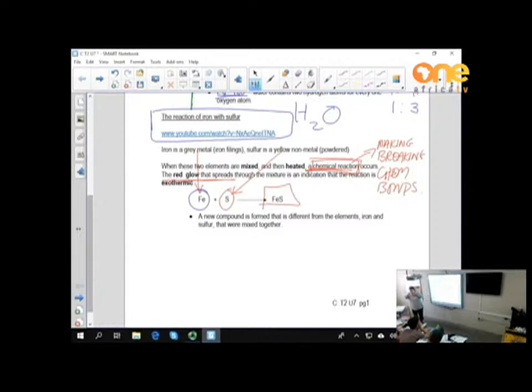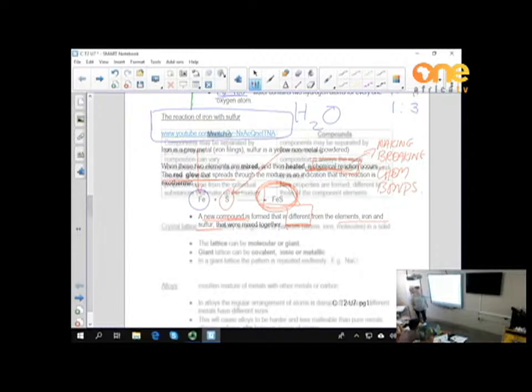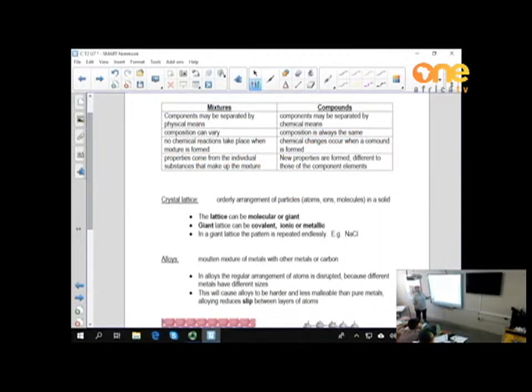But now we get new properties, because over here we have a new substance. This iron sulfide will have its own specific melting and boiling point. It will have its own specific density that will differ from that of iron and sulfur, because once we get new chemical bonds, the stuff changes and it forms something unique. Okay, a new compound is formed, and this compound is different from the elements, iron and sulfur, that were mixed together to make it. Which brings us then to a comparison between mixtures and compounds.